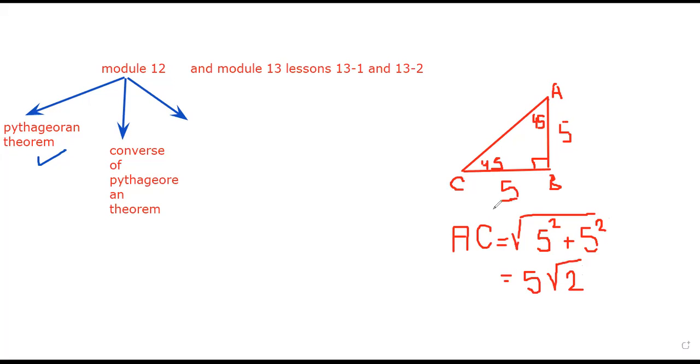Then in this case, you have this isosceles right angle triangle, so we can use it as an application for the Pythagorean theorem, and then we have 5 and 5 and 5 root 2. Any question? Any question? No, thank you.